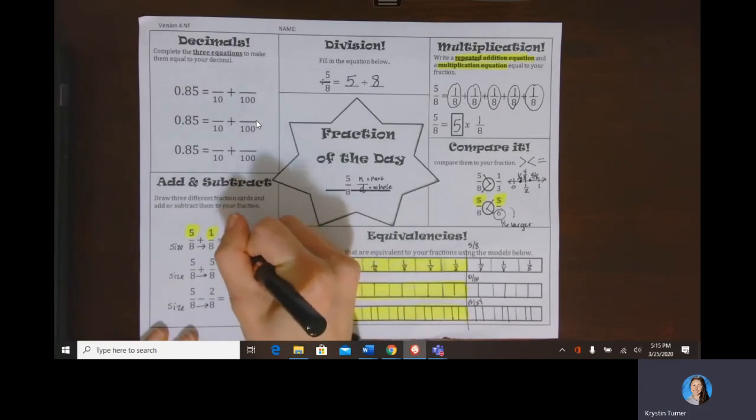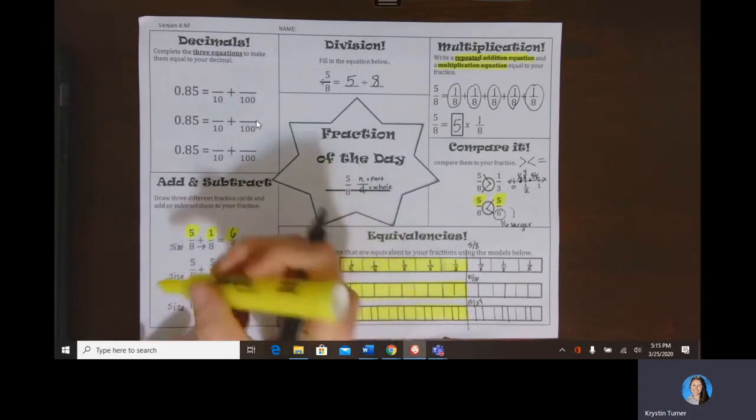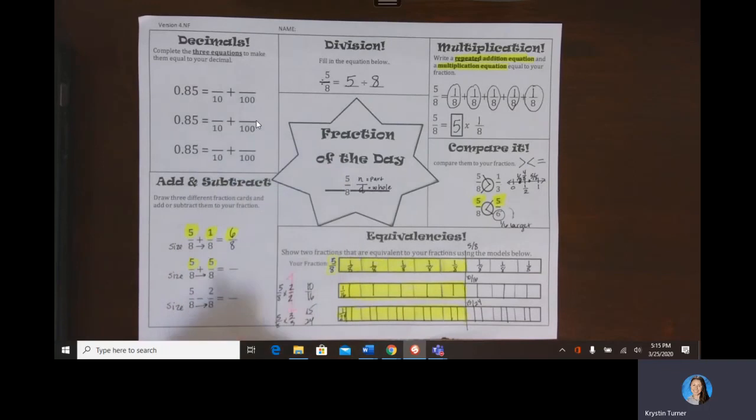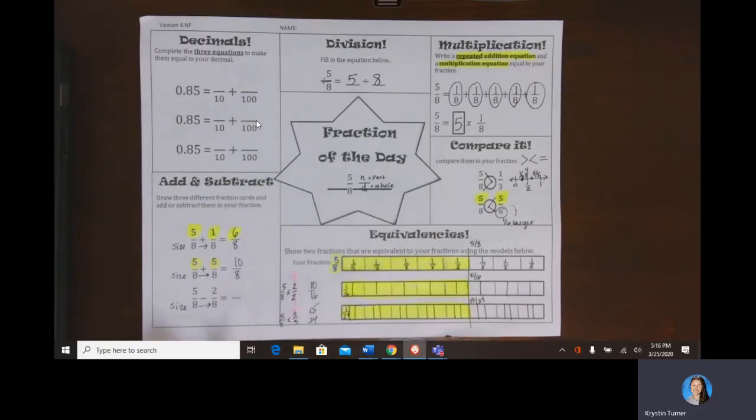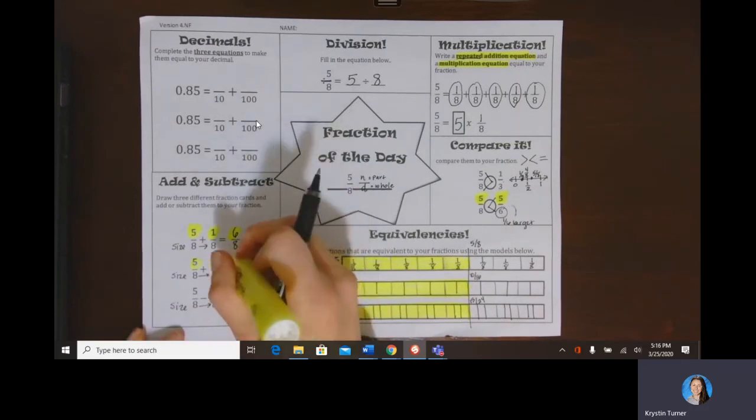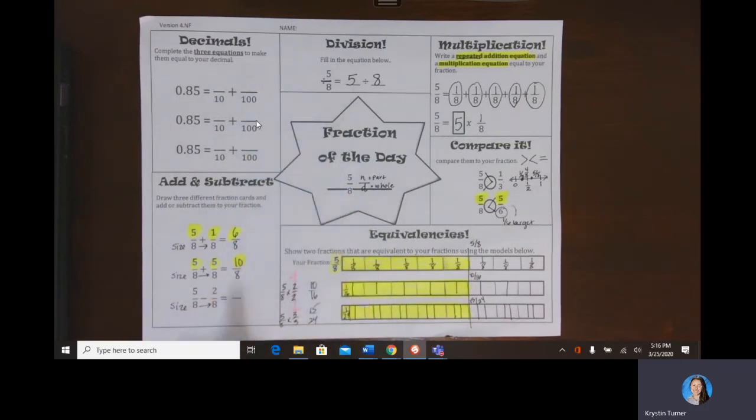So this one would be 6/8. This would be 5 plus 5 is 10 in the size 8. So 10/8 would be my answer there. And we'll get back to those 10/8 here in just a second.